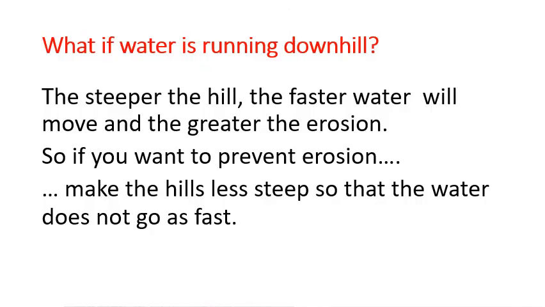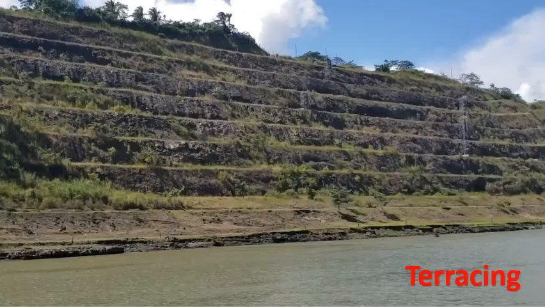So what if the water's going downhill? If the hill's really, really steep, the water's going to move faster and you're going to get greater erosion. So if we want to prevent erosion on a hillside, we can make the hills less steep so the water doesn't go as fast.